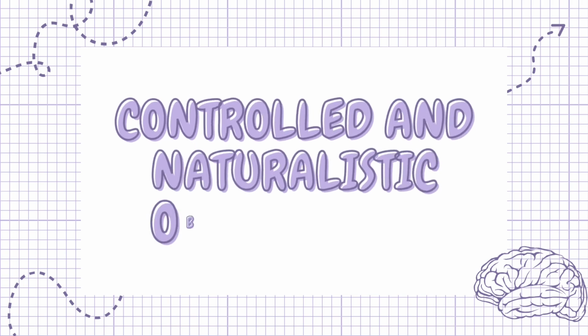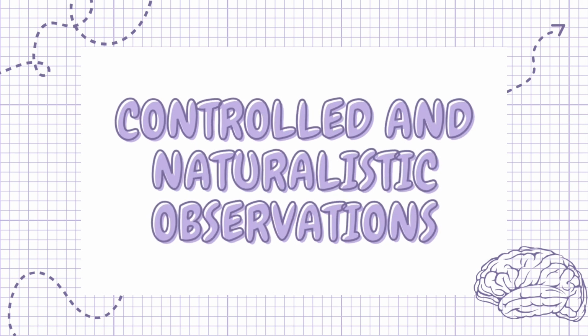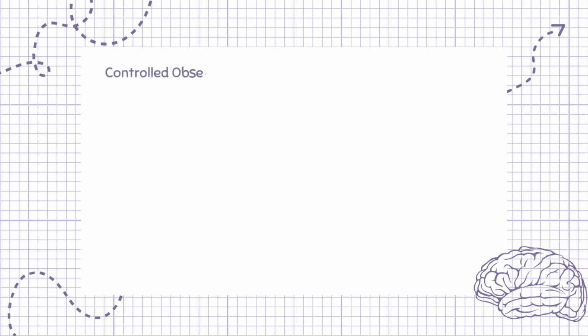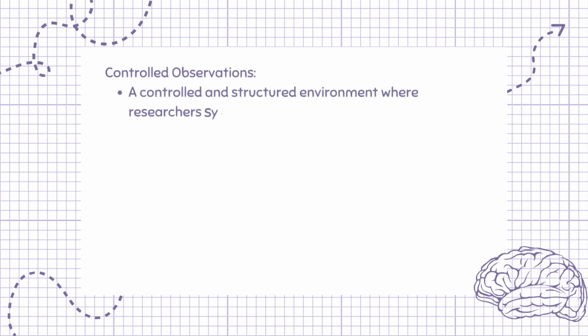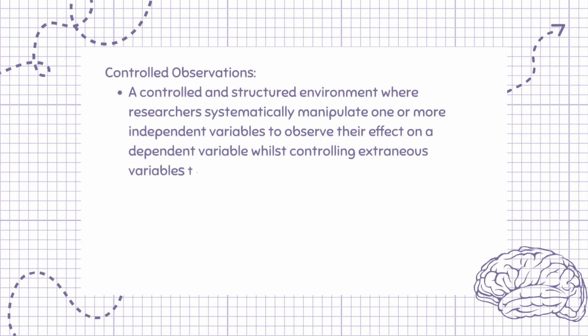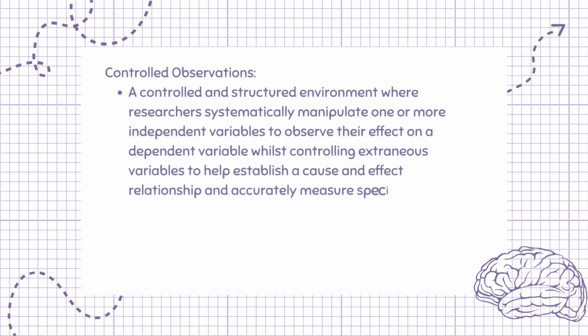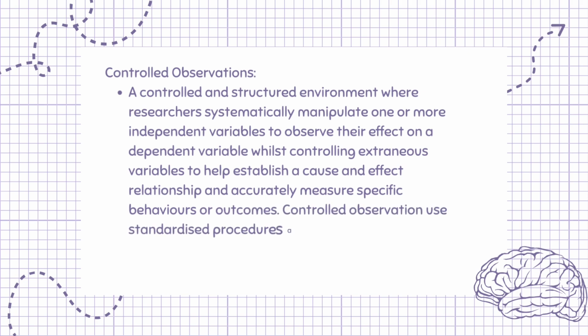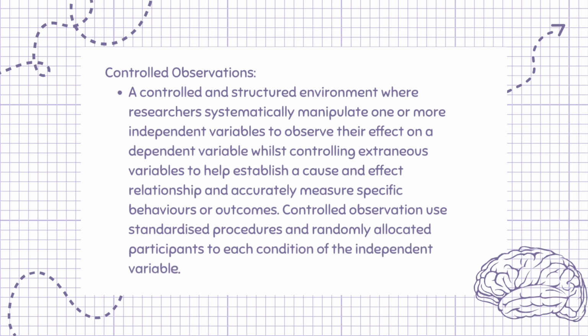Controlled and naturalistic observations. Controlled observations: a controlled and structured environment where researchers systematically manipulate one or more independent variables to observe their effect on a dependent variable whilst controlling extraneous variables to help establish a cause and effect relationship and accurately measure specific behaviors or outcomes. Controlled observations use standardized procedures and randomly allocated participants to each condition of the independent variable.